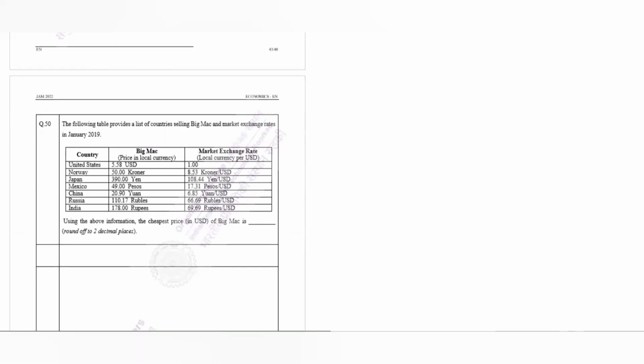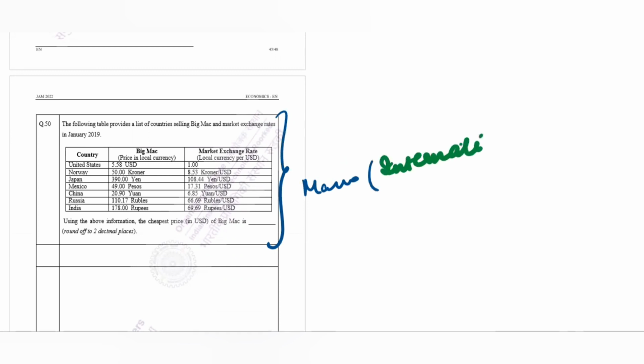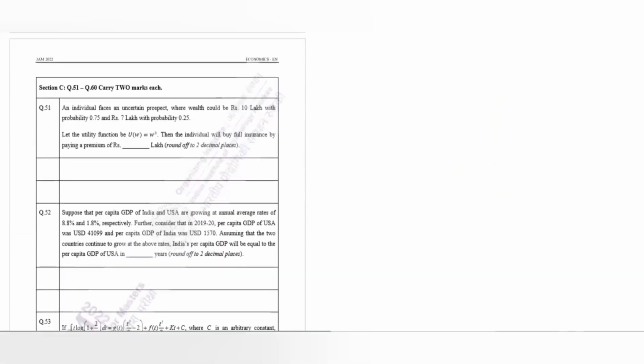Then this is a question that is actually macro, but I would like to mark this as international economics. So if you haven't studied international economics well, then this might seem to be a moderate question. Otherwise, you just have to use basic exchange rate information, and this is an easy question.